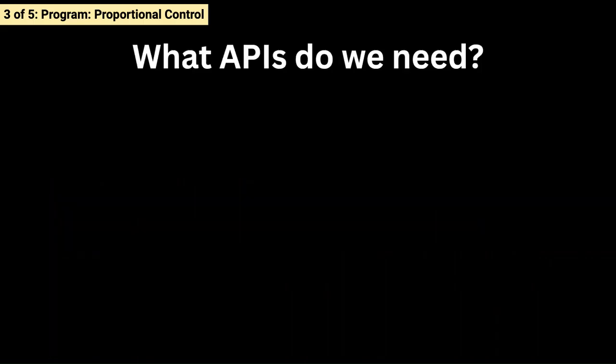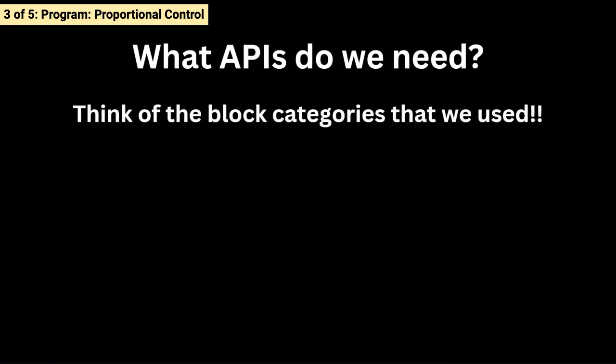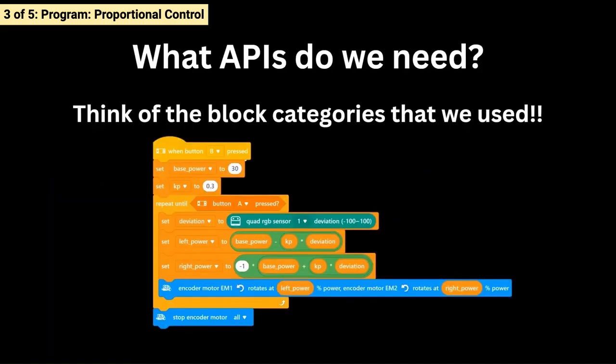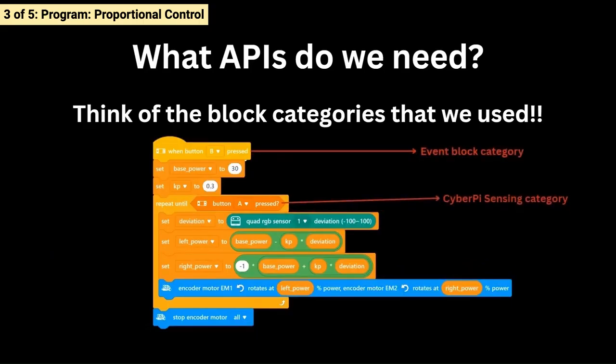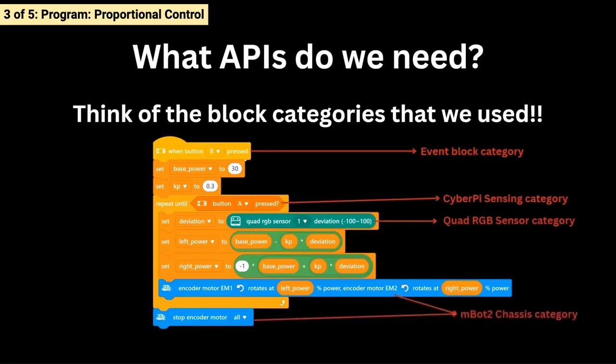To do that, let's look at our block program and think of the block categories we used when building it. The when button B pressed was from the events block category. The was button A pressed was from the CyberPi sensing category. The quad RGB sensor deviation block was from the quad RGB sensor category, and finally the encoder motor left and right power blocks as well as the stop encoder motor blocks were both from the mBot2 chassis category.